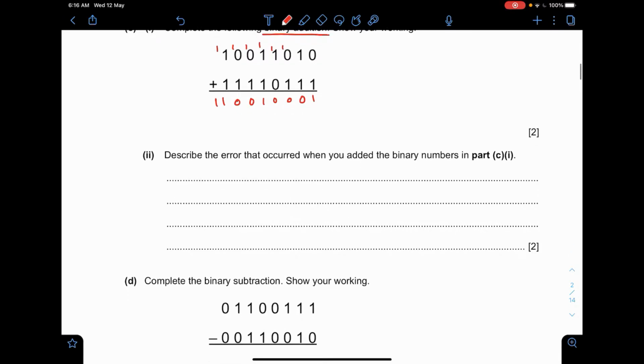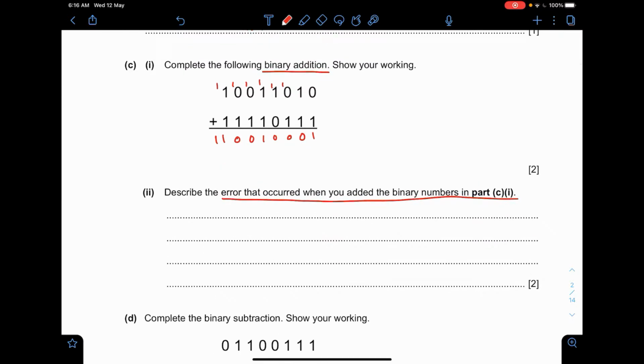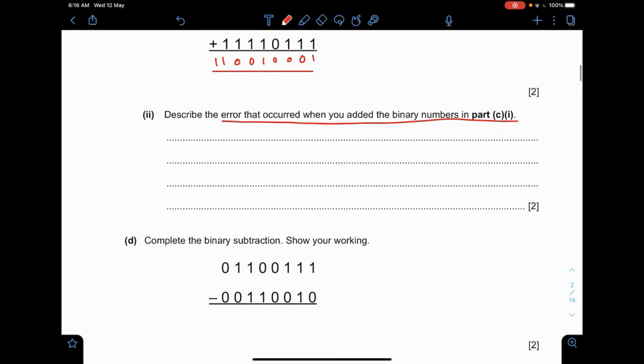So now it is asking for an error that occurred when you added the binary numbers. If you can see, these are 8-bit binary numbers, but your result is coming out to be 9 bits, right? So this causes an overflow, right? So we can write: an overflow occurred and the answer cannot be represented in the current number of bits.